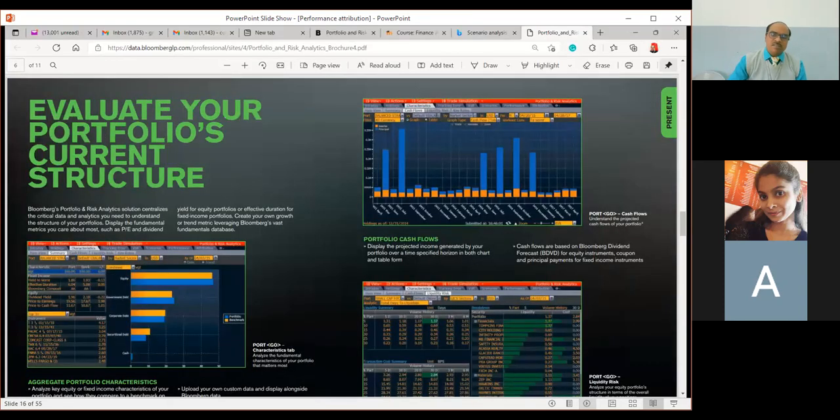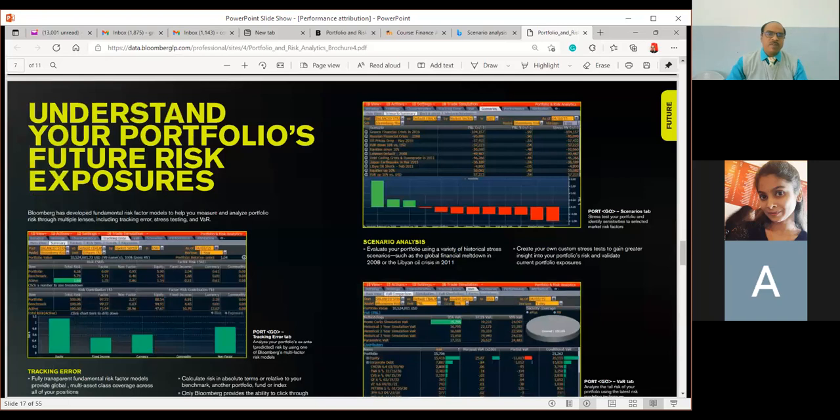And finally, it will also tell about the current structure. The blue line indicates the average outside. The orange color indicates our portfolio returns nicely, how far our portfolio is performing. Okay? The future risk. It may estimate the future risk.